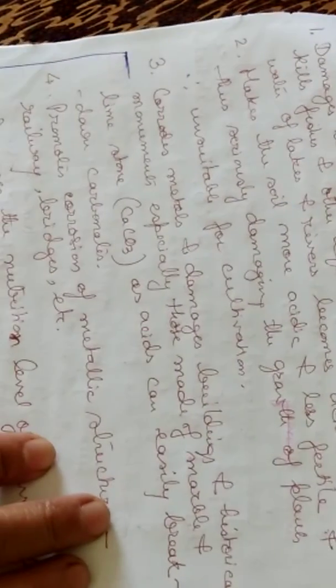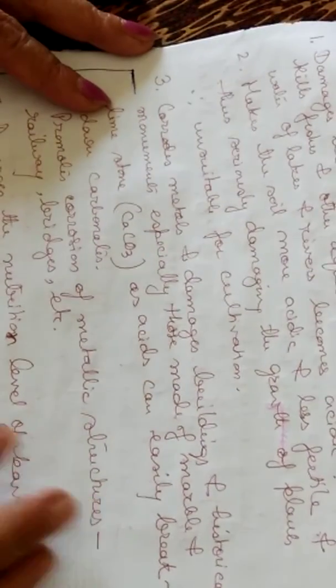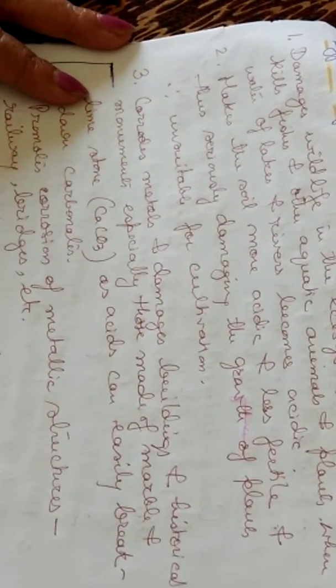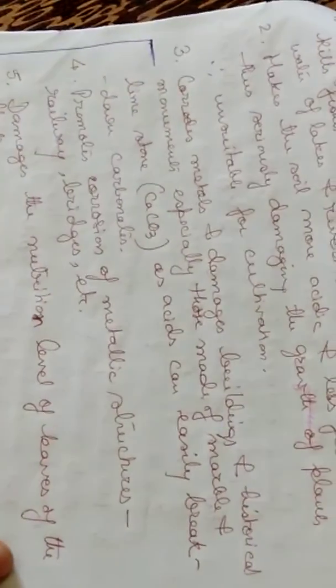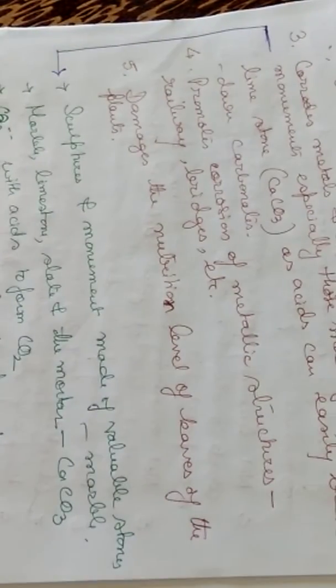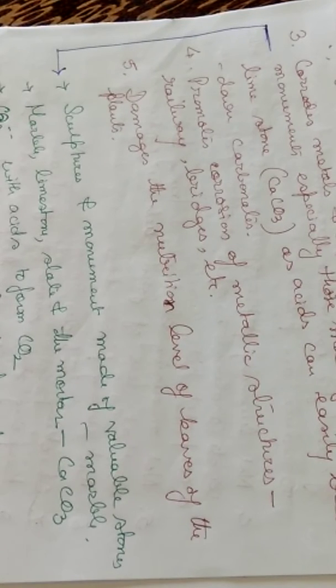Even they make the soil more acidic and less fertile, and thus seriously damage the growing of the plants and crops, and that is unsuitable for cultivation. Then it corrodes the metals and damages the buildings and historical monuments, especially those made up of marble, that is limestone, calcium carbonate, as acids can easily break down carbonates. So it corrodes the buildings and historical monuments. Then it promotes corrosion of metallic substances like railway bridges, etc. Then it damages the nutrition level of the leaves of the plants.